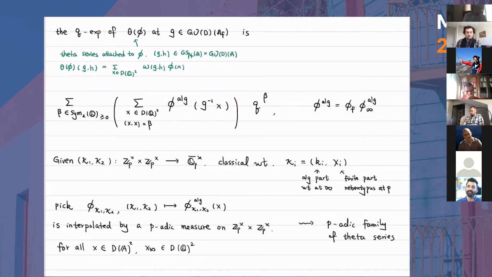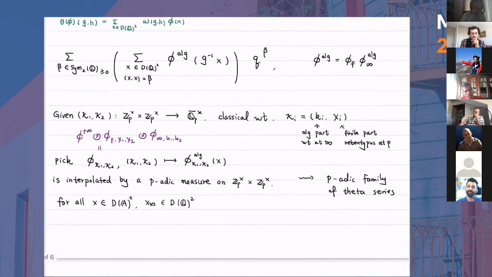And what we can do is choose the sections away from p and infinity and fix them throughout the family. The section at p is going to depend on the finite order part of the weight, and the section at infinity is going to depend on the algebraic part of the weight. Okay, any questions? Okay, so that's what I want to do.